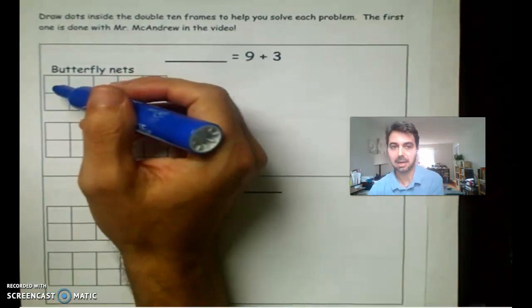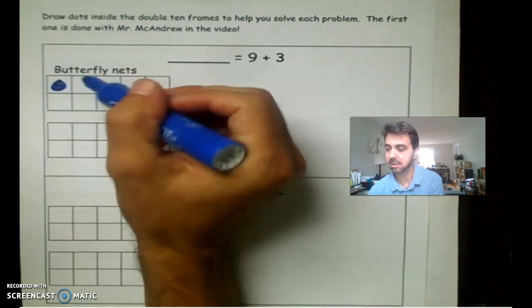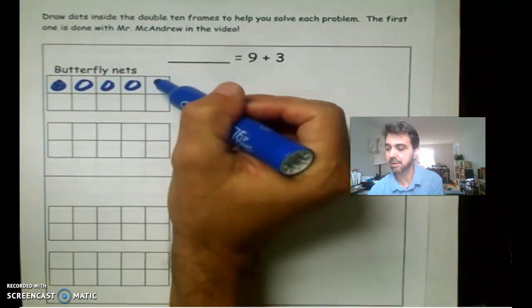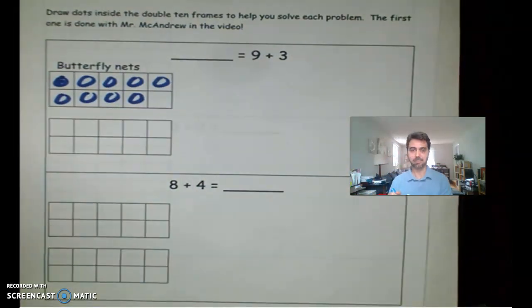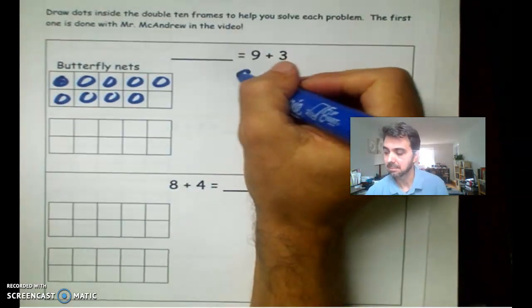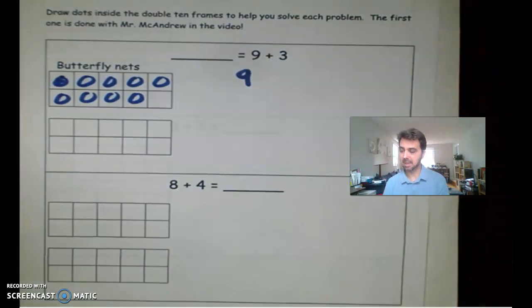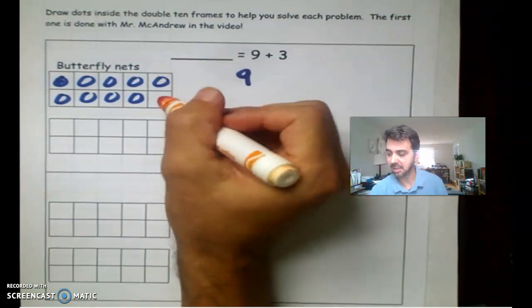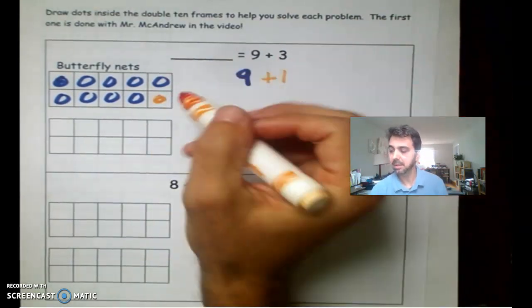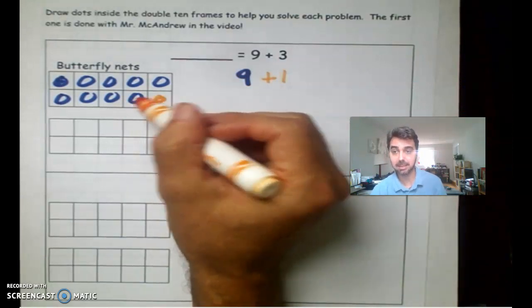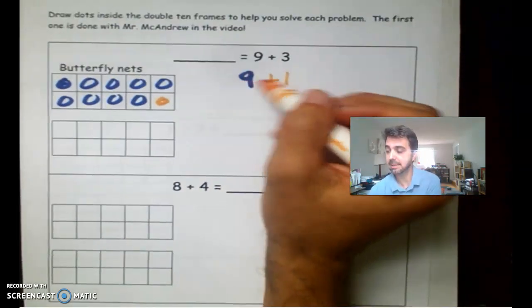So we have 9. So let's do 9. 1, 2, 3, 4, 5, 6, 7, 8, 9. Okay. So let's say we caught 9. I'm thinking 9 butterflies. And let's write that down. 9 butterflies plus 3 more. But I'm going to break up those 3 butterflies. I'm going to put 1 here to make my 10, my 10th partner, right? Because I know that that's going to be 10.